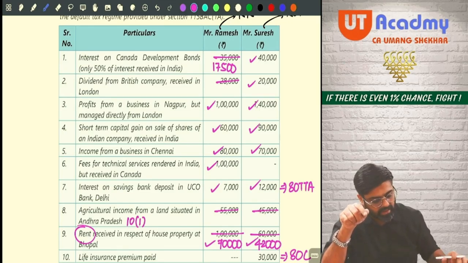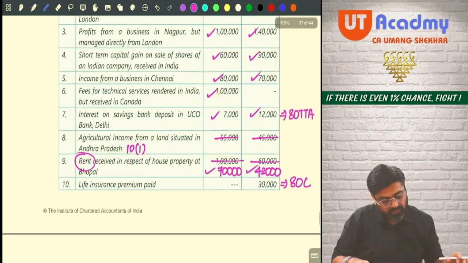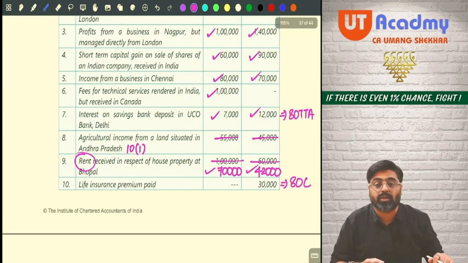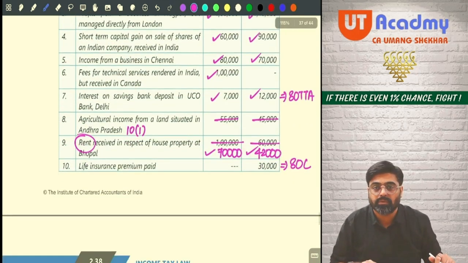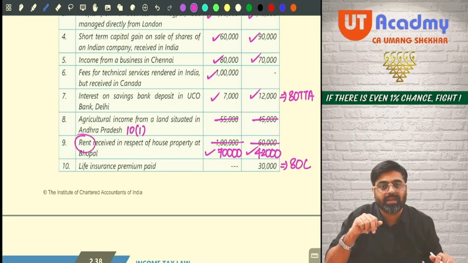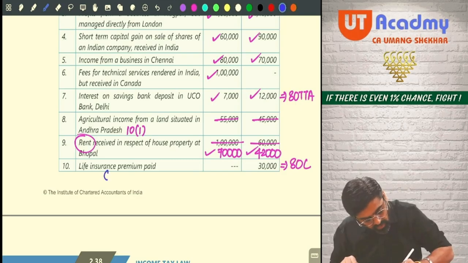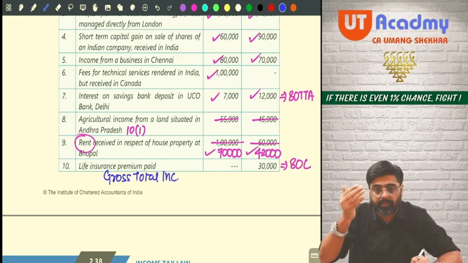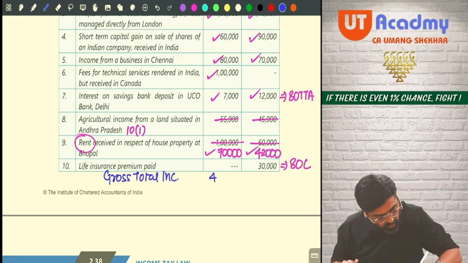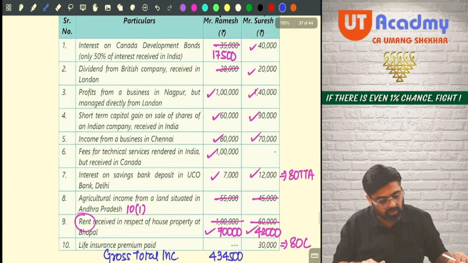Next one. See, 17,500 plus don't add 28,000, then add 1 lakh, then add 60,000, then add 80,000, then add 1 lakh, then you will add 7,000, then don't add 55,000, add 70,000, then you will get a total of 4,34,500. First column, 4,34,500. So can I say here the gross total income for Ramesh is 4,34,500.